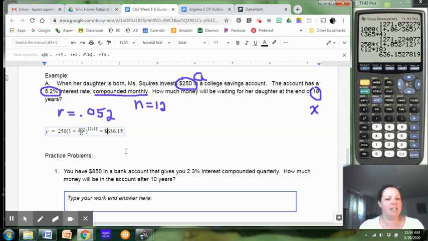Now that may not seem like a whole lot of money, but if you think about it, I started with 250. I only put 250 in there, and it more than doubled in the course of the 18 years. I didn't have to do any work. I just let it sit there, and I more than doubled my money. This is kind of what the benefit of some savings accounts and some savings bonds will do for you, is that if you can make that initial investment and leave it alone, it can produce a lot more money for you in the long run.